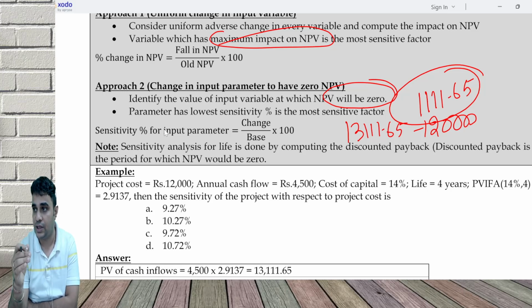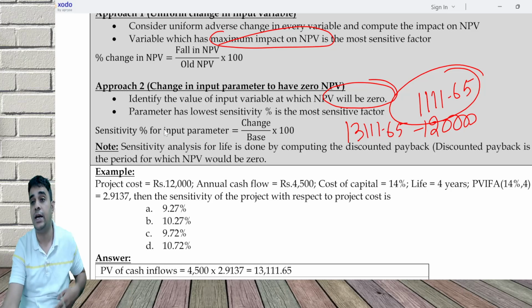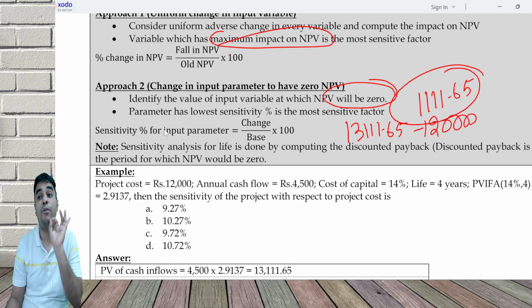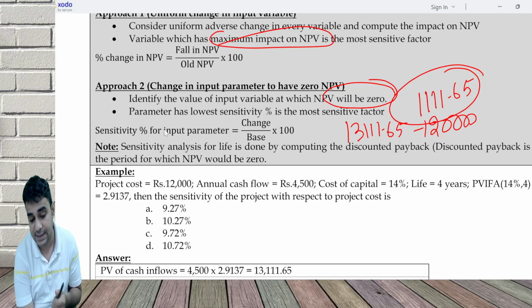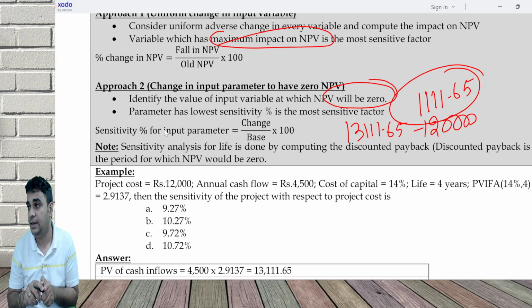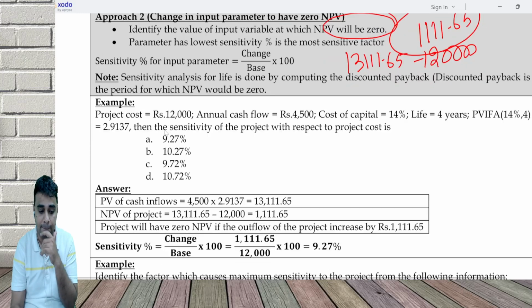If my initial outflow increases from 12,000 to 13,111, they want the measure of the sensitivity for project cost. If project cost increases from 12,000 to 13,111, we will have zero NPV. So the project has a cushion of 13,111.65 minus the original project cost 12,000, divided by 12,000. That is, the project can absorb a 9.27% increase in the initial outlay. This is for the project cost. Like this, you can do it for any parameter.